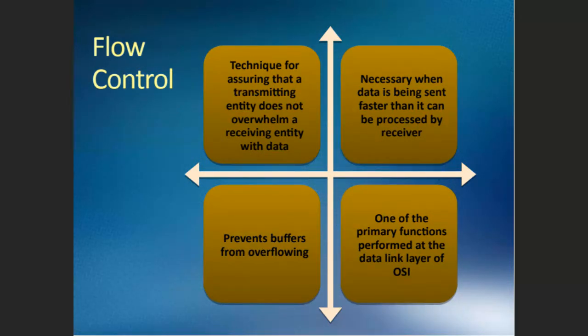For flow control, what is it? It's a technique for assuring that a transmitting entity does not overwhelm a receiving entity. That is, the transmitter is not sending data at a higher speed while the receiver can only accept a lower speed. Otherwise the receiver will be overwhelmed. We don't want that. It prevents buffers from overflowing. It is necessary when data is being sent faster than it can be processed by the receiver. It's one of the primary functions performed at the data link layer of the OSI. Flow control, error detection.